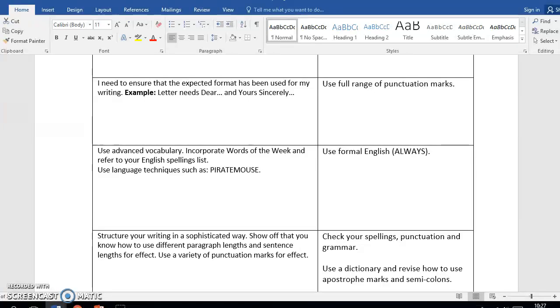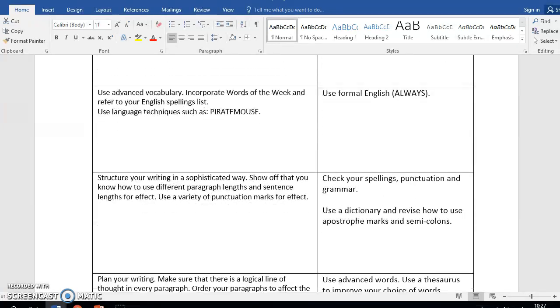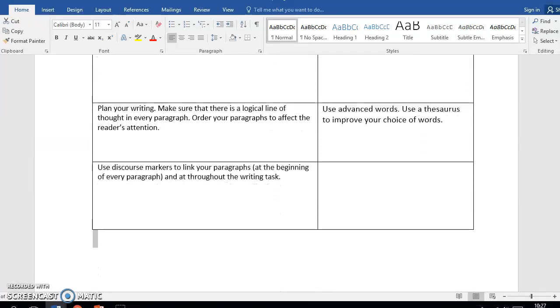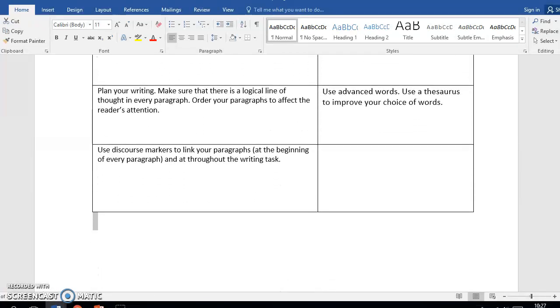You need to structure your writing in a sophisticated way, and this is where planning comes into play. If you've planned your work and you've planned your paragraphs very quickly, you'll have a good idea as to how you've structured your writing. Use a variety of punctuation marks for effect as well. Don't just use long paragraphs, use long, short paragraphs, use complex sentences, use simple sentences for real variety. Obviously, I've said this before, plan your writing. Do not spend too long on the plan though, because you've only got 45 minutes.